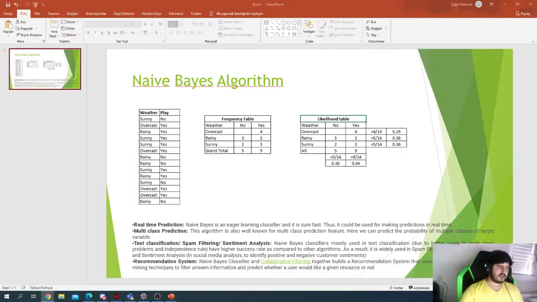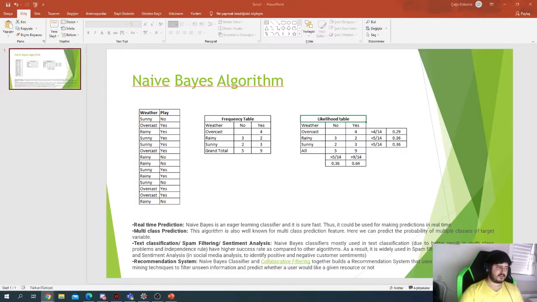So why are we using the naive Bayes algorithm? What are the pros of it? It is easy and fast to predict the class of the test dataset. It also performs well in multi-class predictions. When the assumption of independence holds, the naive Bayes classifier performs better compared to other models like logistic regression, and you need less training data. It performs well in the case of categorical input variables compared to numerical variables.